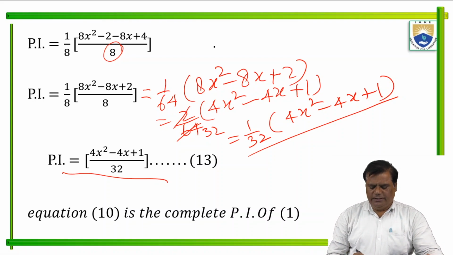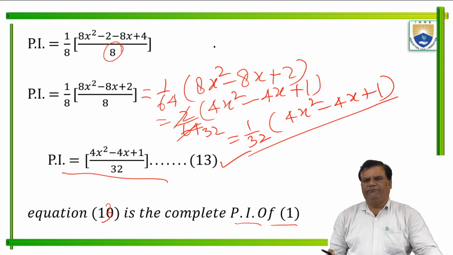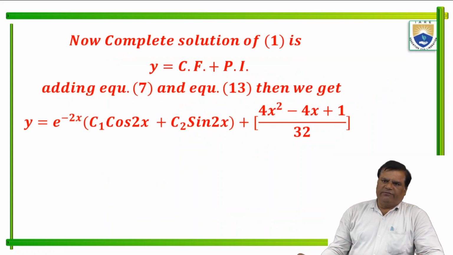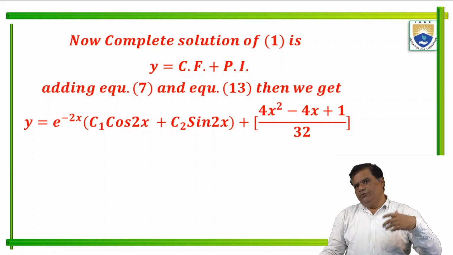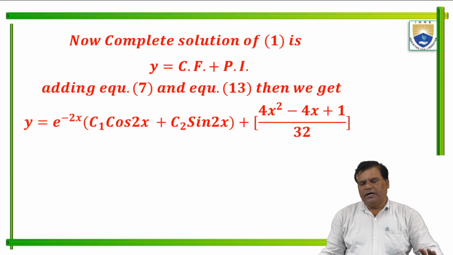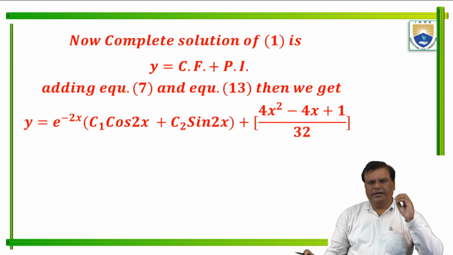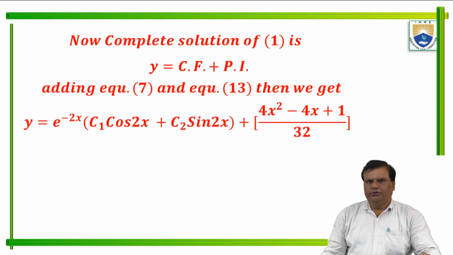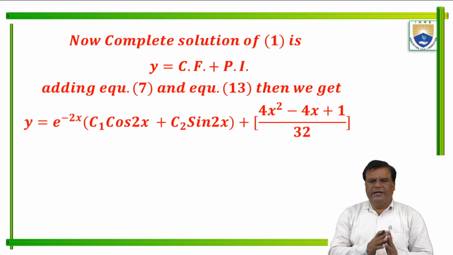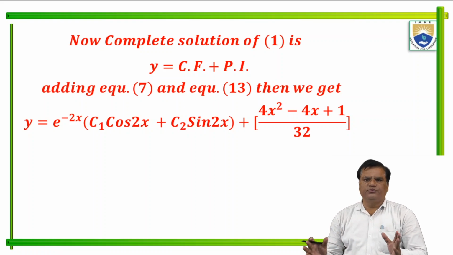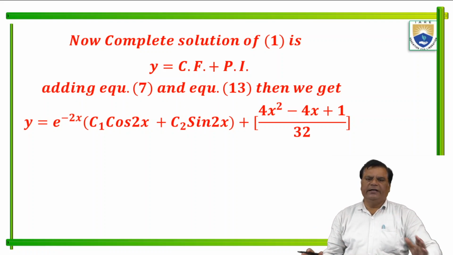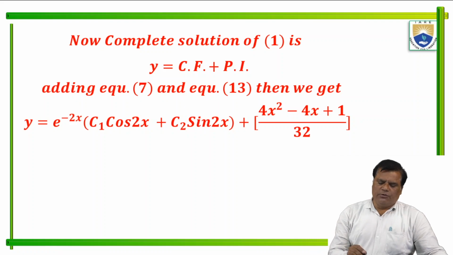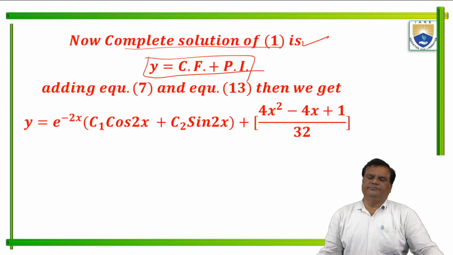Now equation 13 is the complete particular integral of 1. Now the complete solution of 1. Here we want to write the complete solution. Our solution has two parts. First part is CF, the complementary function. The other part is the particular integral. So here we are adding the complementary function and the particular integral. Both solutions we are adding here. Then we find the value of y. So now the complete solution of equation 1 is y is equal to CF plus PI.